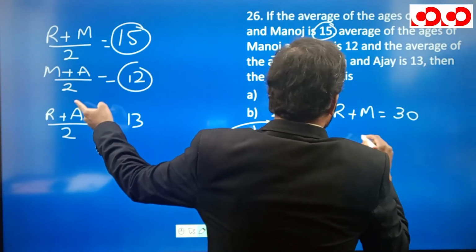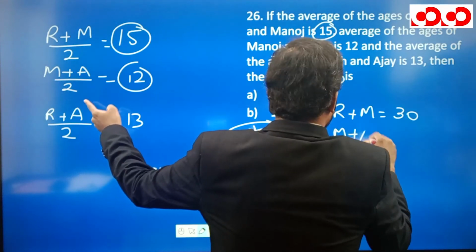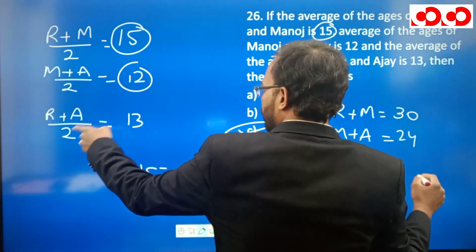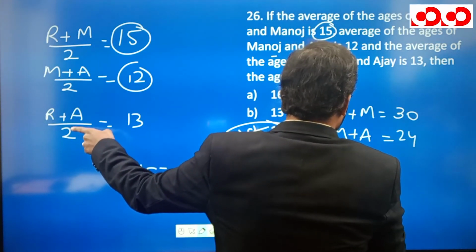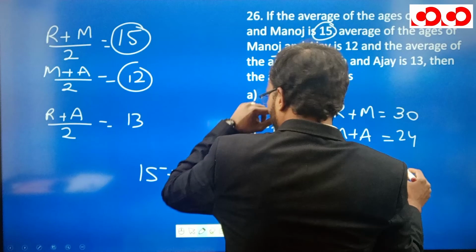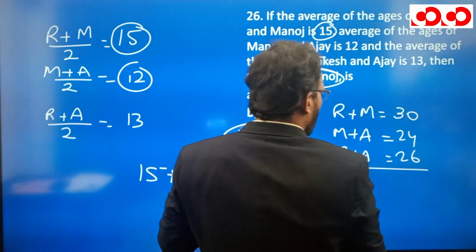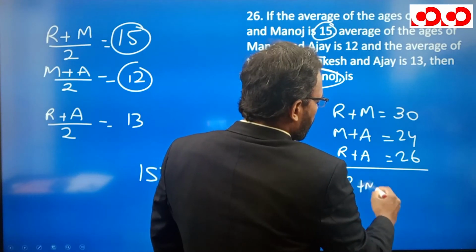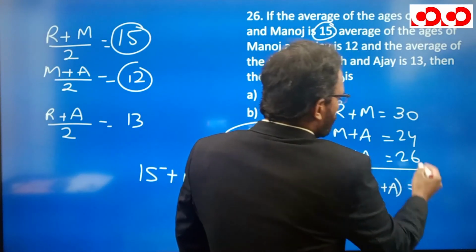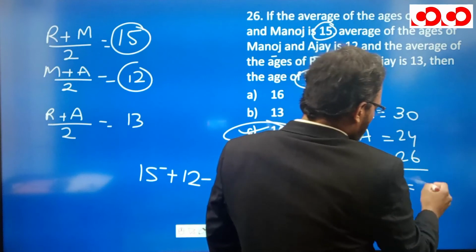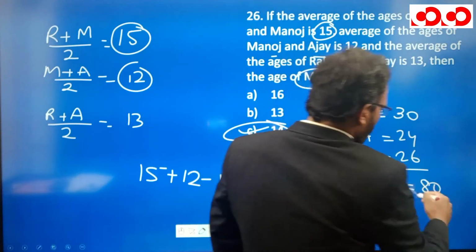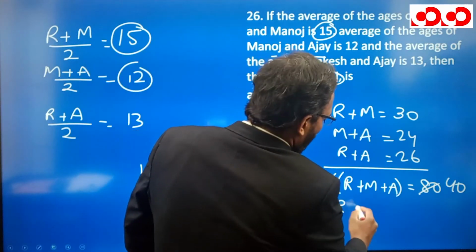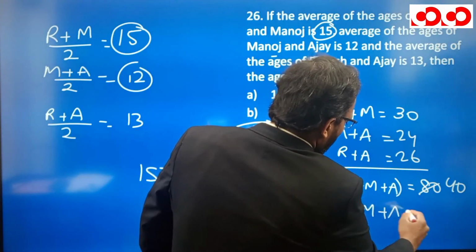Again, if you add these two, you will get M plus A, which is equal to 24. And if you add this, you will get R plus A, which is equal to 26, right? If you add this, you'll get 2 into R plus M plus A, which is 26 plus 24, 50, plus 30, 80. This 2 will get cancelled with this 40 times. So R plus M plus A is equal to 40.